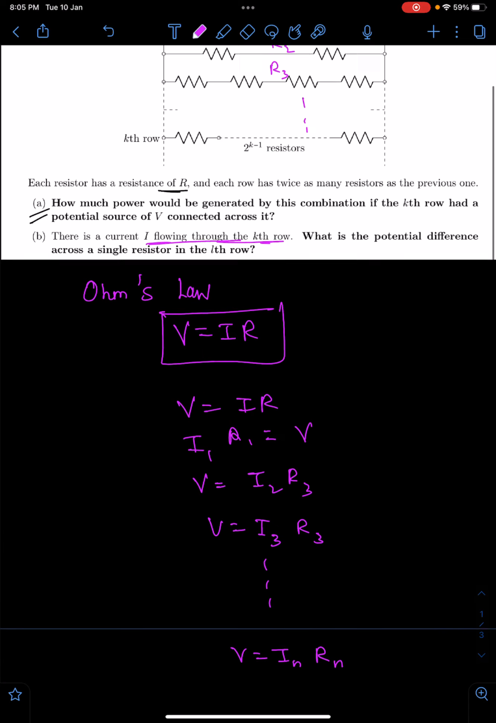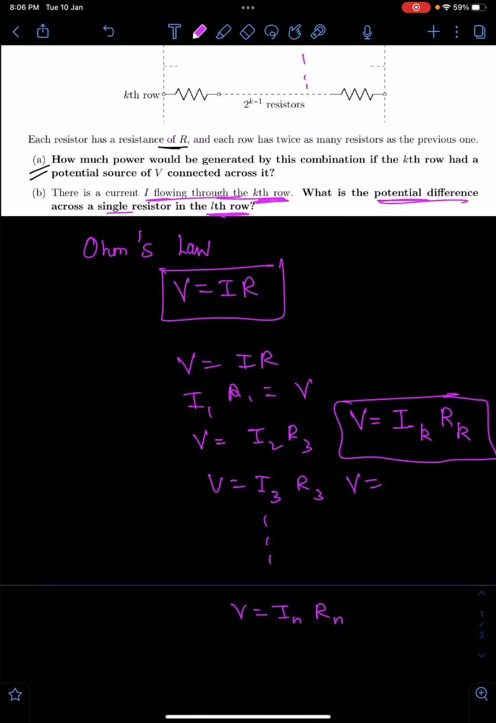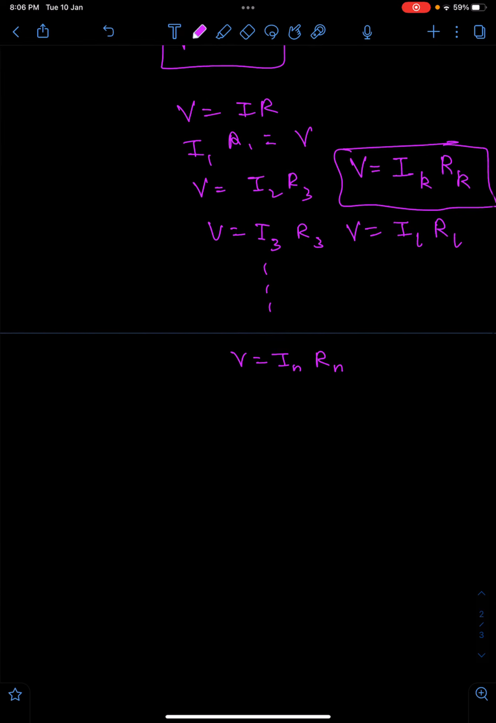So now for the kth row, V is equal to Ik Rk, and V is also equal to, for the lth row, since I want to find the potential difference across a single resistor, I need to find the current in the lth row, Il Rl. So I can write Ik Rk is equal to Il Rl. I hope this point is clear to everyone.